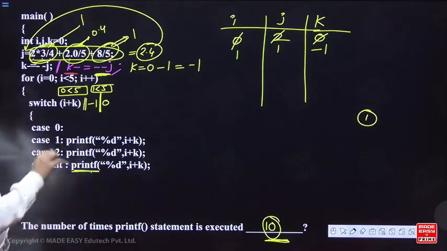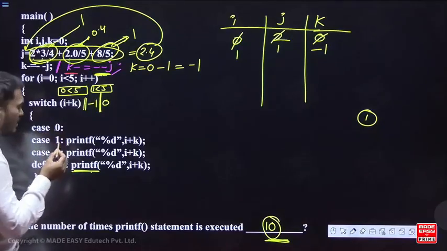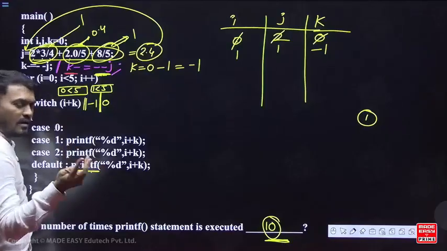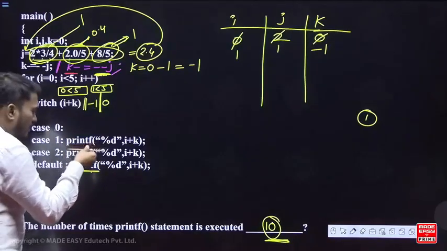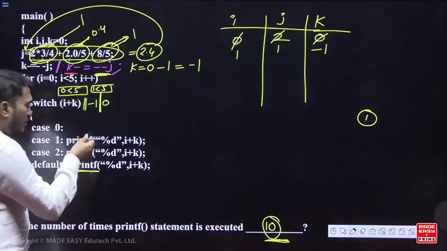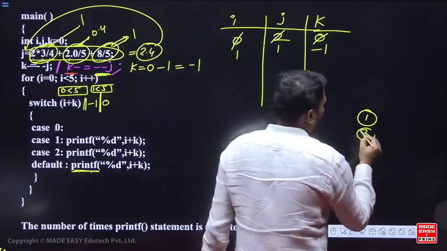Now tell me, when you are passing 0 in the switch case, is it matching with any case here? Yes. It matches with case 0. So how many times will printf execute? 3 times. Look here, first one, second one and third one. Because there is no break here. So how many times will printf execute? 3 times. So next, 3 times printf will execute.